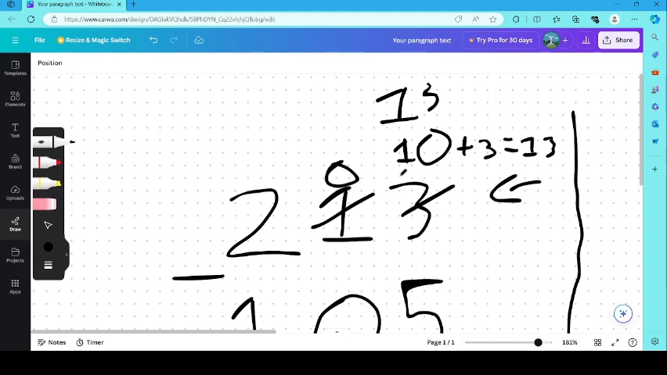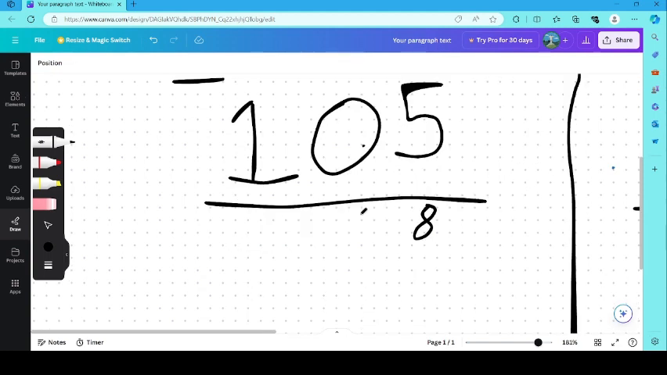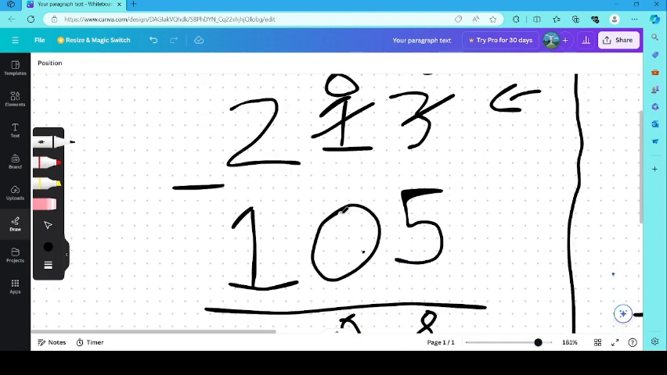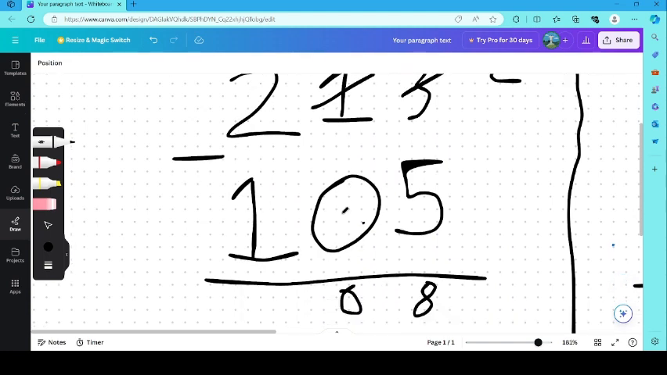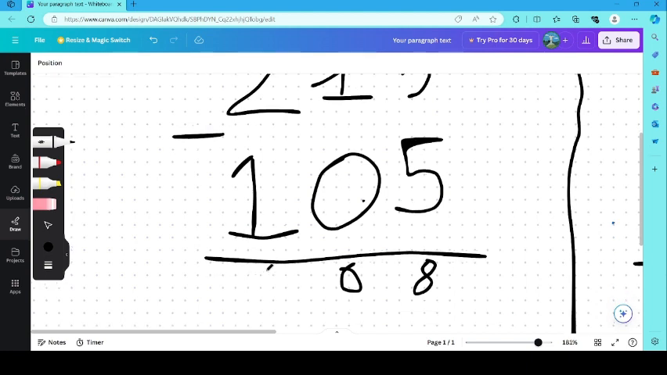So 0 minus 0 is what? 0 minus 0 is 0. And then we head straight to our hundreds place. We have 2 and a 1, and 2 minus 1 is 1. That's all for question 1.